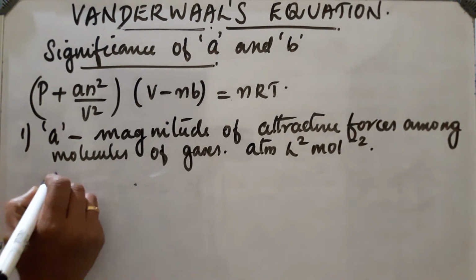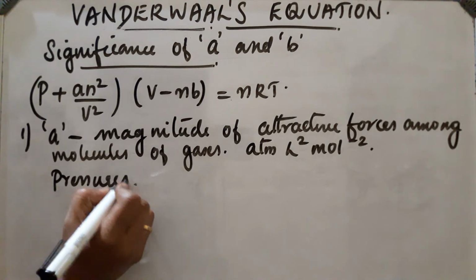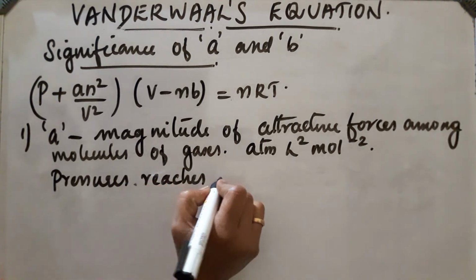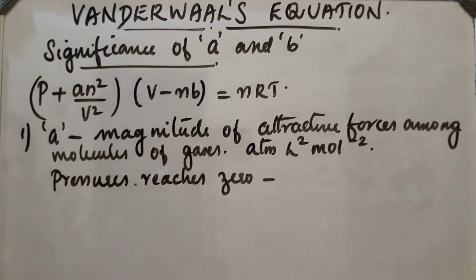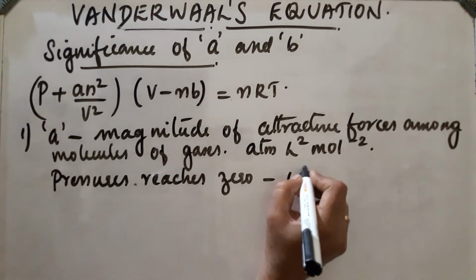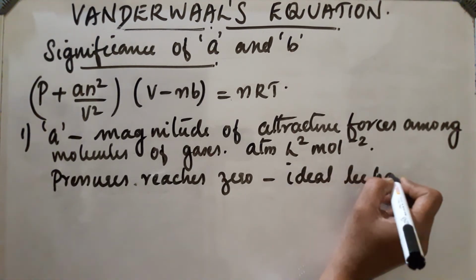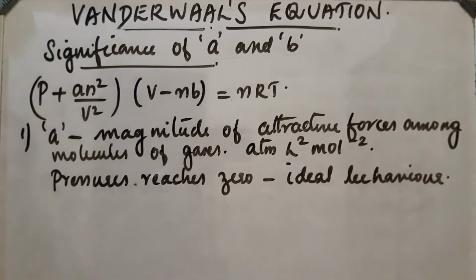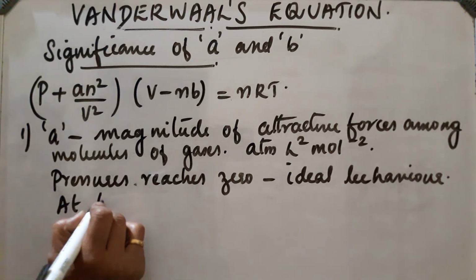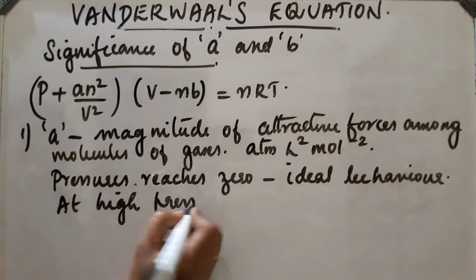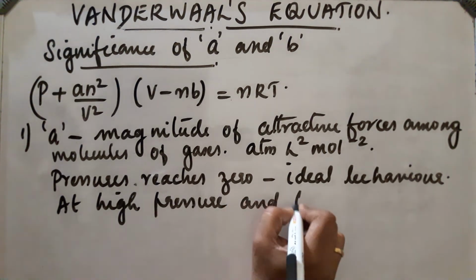Okay, as the pressure decreases, what happens? When pressure reaches 0, pressure is very low, there will not be any attractive forces between the molecules and the gas will show ideal behavior. Similarly, at very high temperature, the attractive forces decrease and a will become insignificant. So, the significance of a will happen only at high pressure and low temperature.